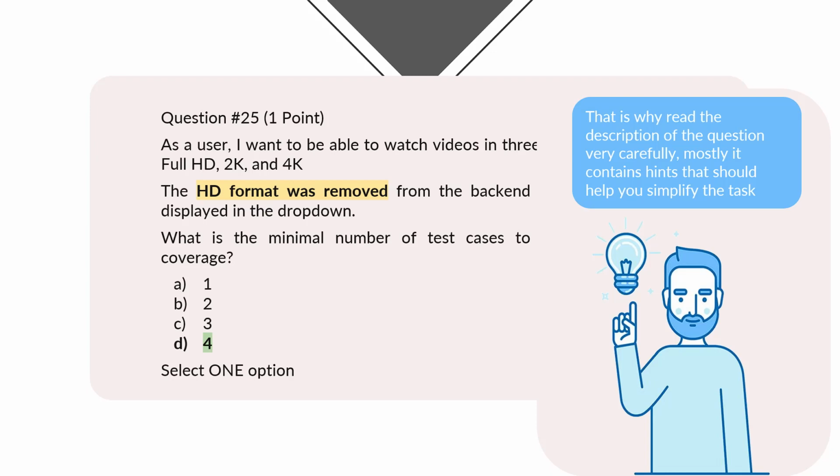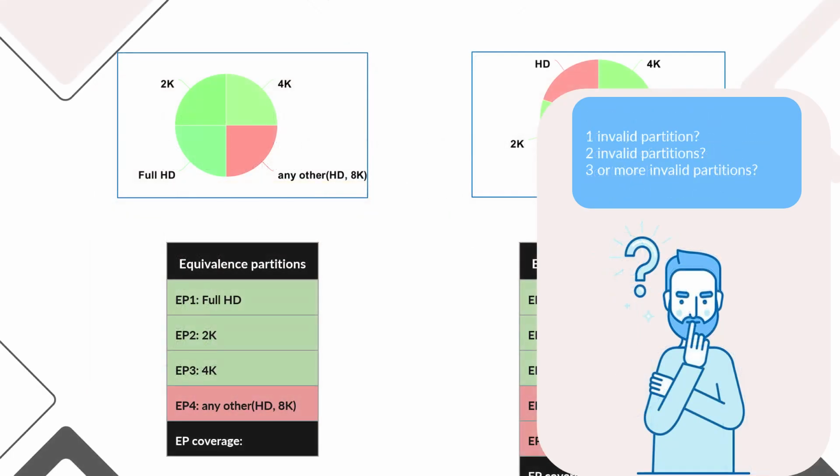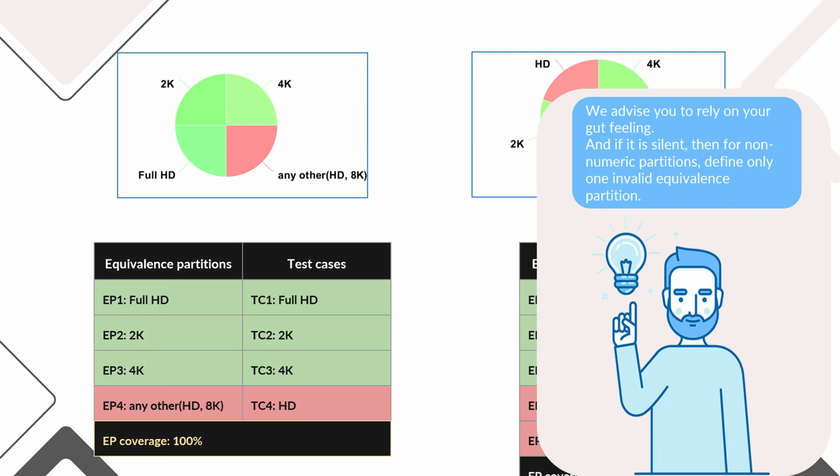We also understand that most likely you have a question: what to do if there is no clarification in the question, in the example from the screenshots, determine 2 or more invalid partitions or only 1? We advise you to rely on your gut feeling, and if it is silent, then for non-numeric partitions, define only 1 invalid equivalence partition. That's why 4 test cases are enough for 100% test coverage, and this would be a good ending for a long explanation of the equivalence partitioning test technique.